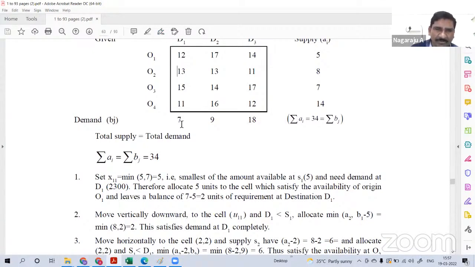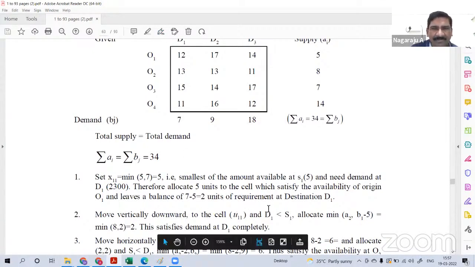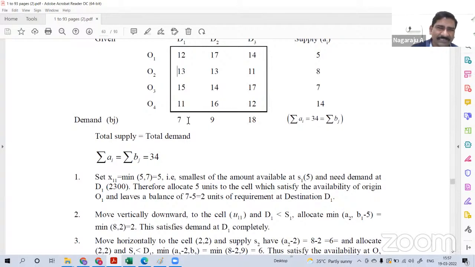So the pending amount is 2. The 2 units will be the requirement, and the balance will remain. Vertically it will come down because the 7 is not yet completed. Only 5 is allotted, so only 2 is the balance pending in the demand.